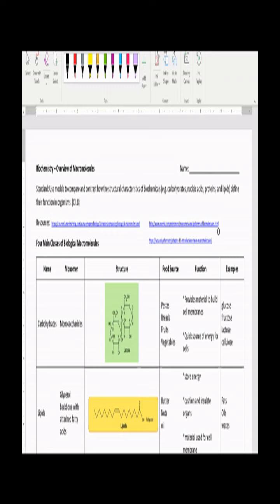One of the standards that Chemistry 2 had set out for it was to be able to compare and contrast some different structural significances of different biochemicals, the four main ones being carbohydrates, nucleic acids, proteins, and lipids, and talk a little bit about how their structure affects what they do as their function in living organisms.